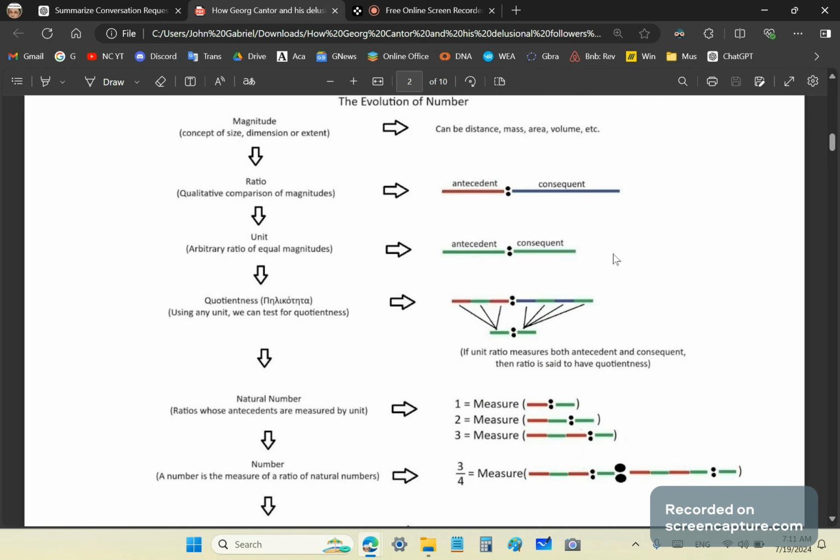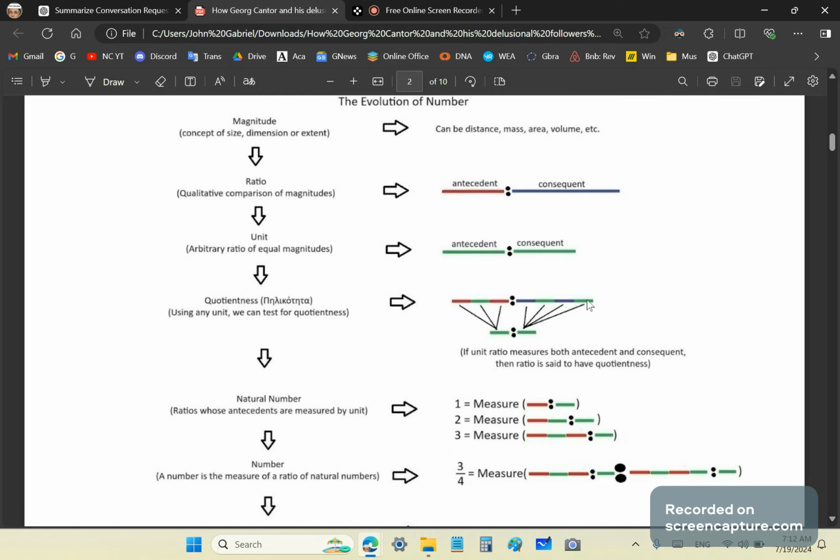Okay? And then something very important arises, something which the ancient Greeks called pilikotita, namely using any magnitude as a unit, as you see in this diagram here where I'm pointing with the black lines. If it fits directly into both parts, then we say that, without counting, by the way, we don't have to count. In a sense, we are counting or dividing, but we are not actually coming up with a result. We're just seeing if it fits exactly. So if it fits exactly, then we say that ratio has quotientness and it can be measured.